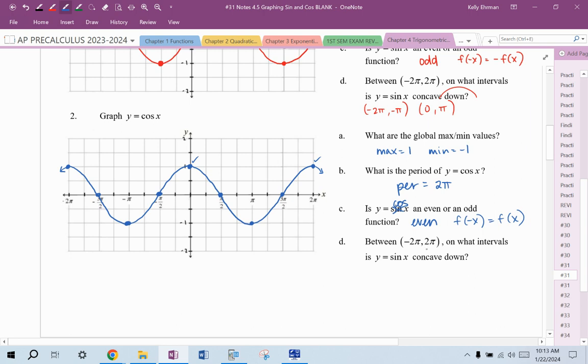And on which intervals is the graph of y equals cosine x concave down? Again, it looks like a frown. So there are these little half sections, like from negative 2 pi to negative 3 pi over 2, which is a point of inflection, because then it changes to concave up. And then negative pi over 2 to pi over 2. And the last section is on the end there, 3 pi over 2 to 2 pi.